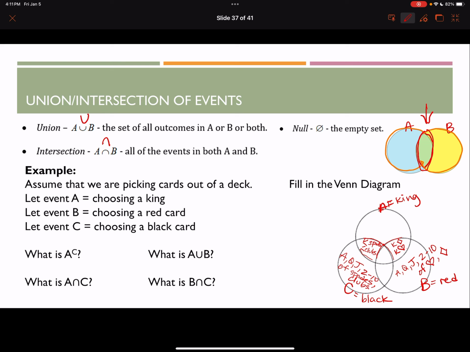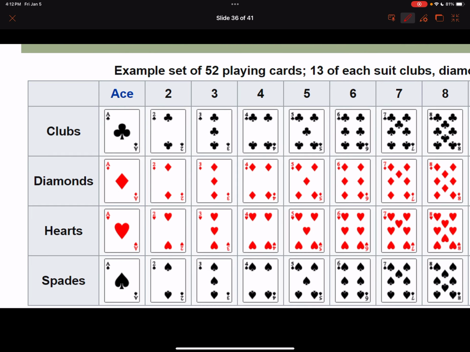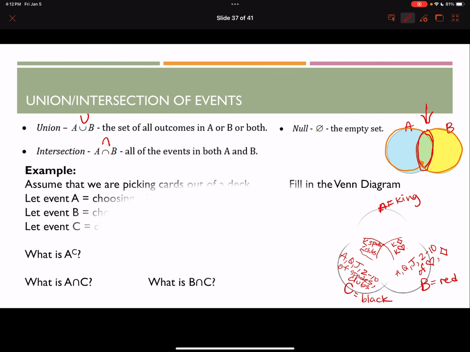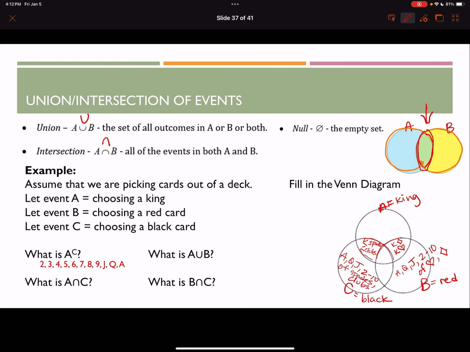Okay, so what is a complement? Now that we have that Venn diagram filled in, let's think about this. A is choosing a king, so A complement is not choosing a king. So it would be getting anything that's a 2, 3, 4, 5, 6, 7, 8, 9, jack, queen, or ace. Oh, you know what? I forgot the 10. Oops. Sorry, guys. Add that in there.